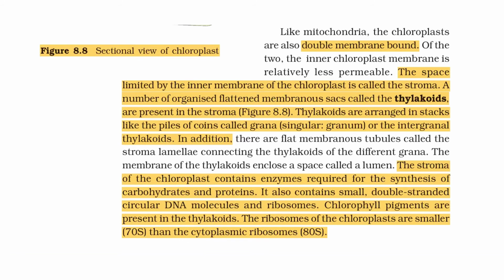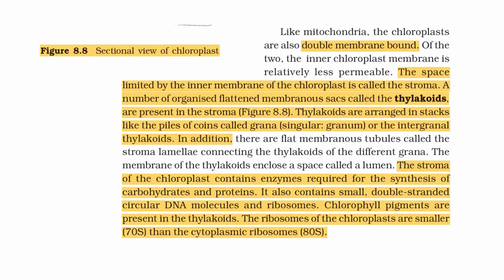The stroma of chloroplast contains many enzymes which are responsible for photosynthesis. Even the chloroplast contains its own DNA, that is a circular DNA molecule, as well as ribosomes. We have said earlier that chlorophyll pigment is present in these chloroplasts. So where is it present? It is present in thylakoids. The ribosomes found in chloroplast are smaller. They are of 70S type.